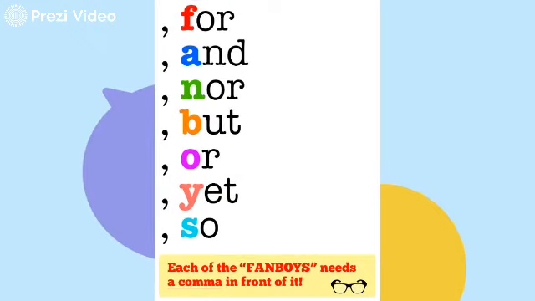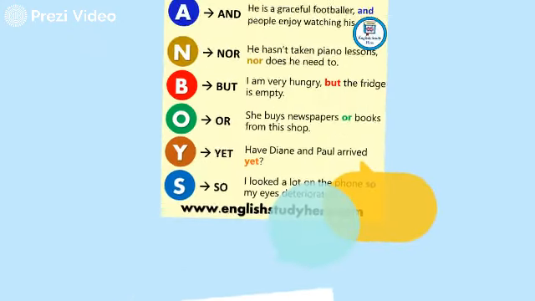Now, the coordinating conjunctions are also called fanboys. Fanboys are for, and, nor, but, or, yet, and so. And each of the fanboys needs a comma in front of it. It's not completely necessary in all, like with and, sometimes it's not necessary, but for the others it's more common to use it. Like in some questions, you don't need it. I'm going to help you to understand this one by using some examples.